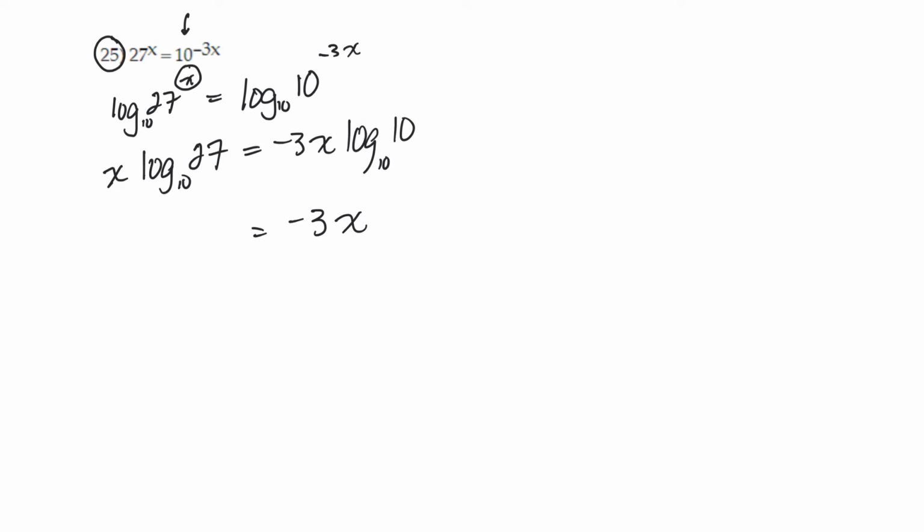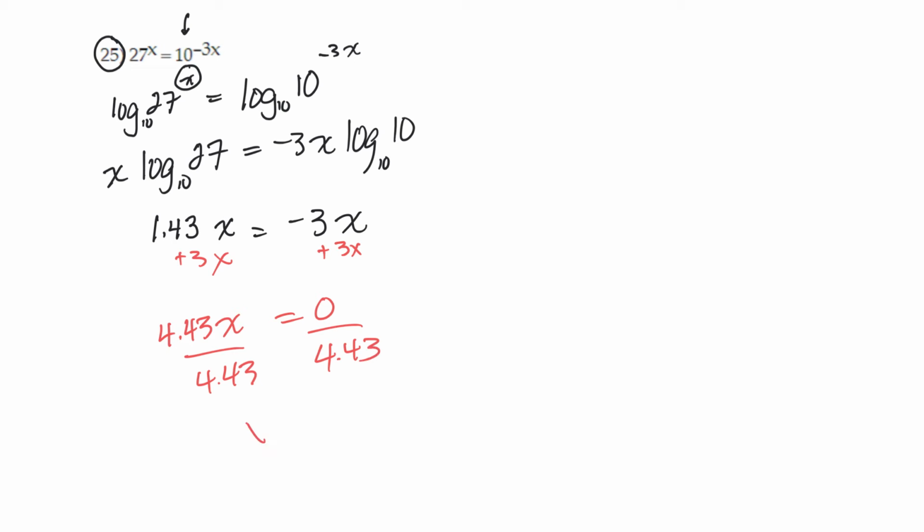1.43, call it 1.43 times x. I'll just put the x at the back. I have x on each side, so I should get them together. Let's add 3x to each side. So on this side I have 4.43x is equal to 0. Well, that's awkward. We'll divide both sides by 4.43, and so I get x is equal to 0.